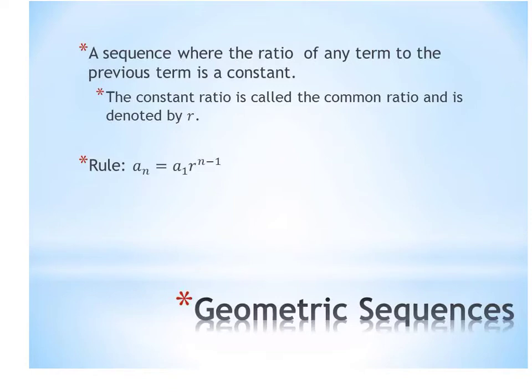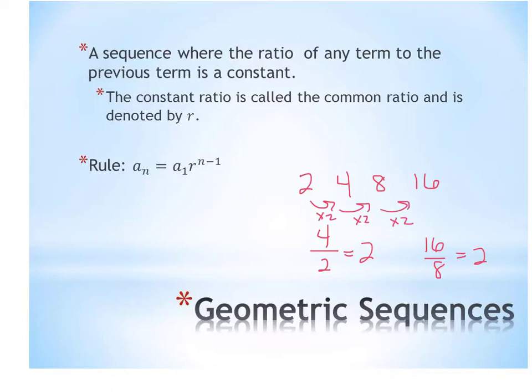So if I have this sequence, a term over the previous term, the ratio, would be 2, or 16 over 8, that would be 2. So really what's happening is you are multiplying by the same number every time to get to that next term. And that constant ratio is called the common ratio, just like we had a common difference. That was d before, it is now r. And our rule is a sub n equals a sub 1 times r to the n minus 1.